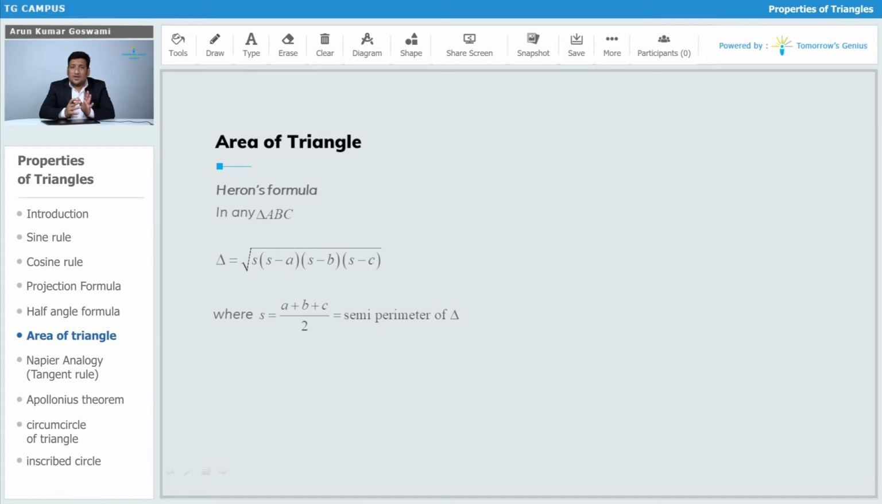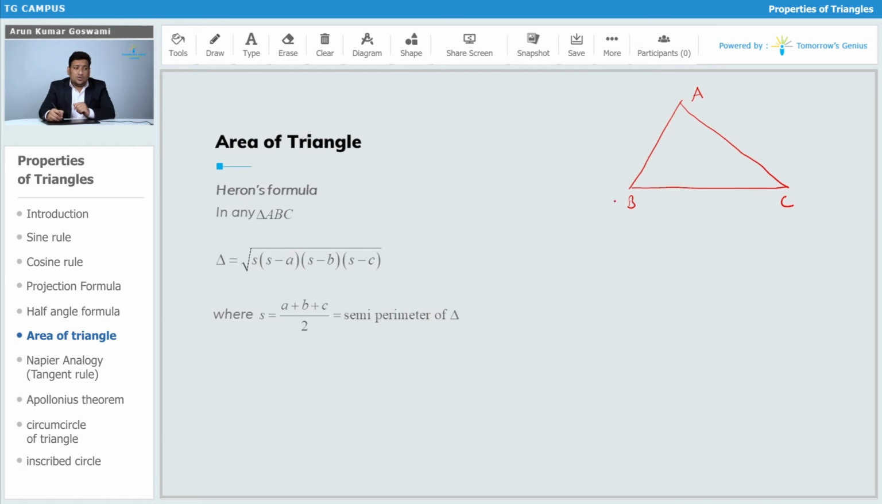So what are the things we have in Heron's formula? Here we have, as you can see, S. What is S? Basically, S is nothing but the semi perimeter. It is a plus b plus c by 2, the sum of all three sides divided by 2. So let me draw one triangle. I'm drawing the scalene triangle. This is my scalene triangle. This is A, this is B, and this is C.